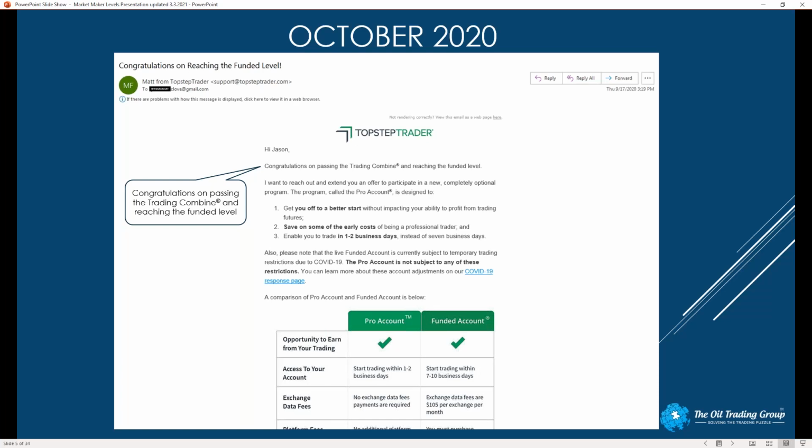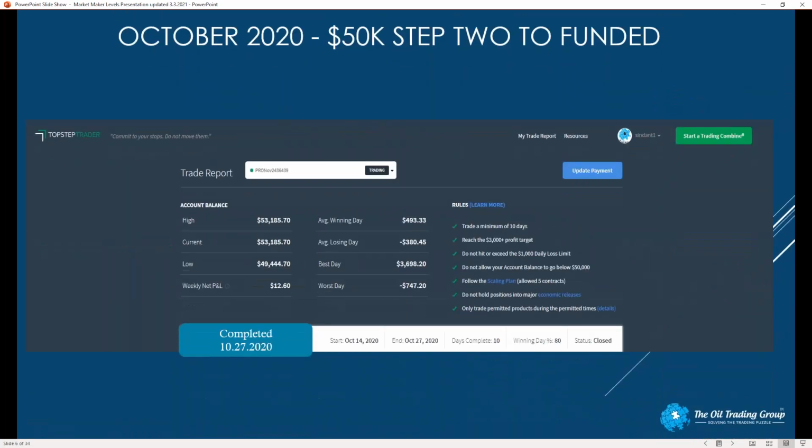And so that pro account that you see there in the next slide, in fact, I'll show it to you here. Well, the next slide after this one, actually. This was what we did to go from the 50K step 2 to the funded account. What you'll notice here is that we completed this on October 27th, right? And the days complete was 10 trading days. So we achieved the profit objective of $3,000, this green check here, in the least amount of time possible to go from step 2 to the funded account: 10 trading days. And so that is how that process worked here.